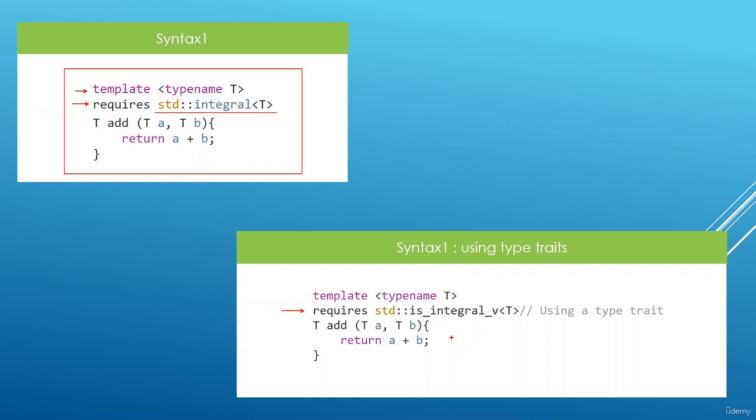If the expression evaluates to false, you're going to get a compiler error because the concept is not satisfied. This is how these things work.